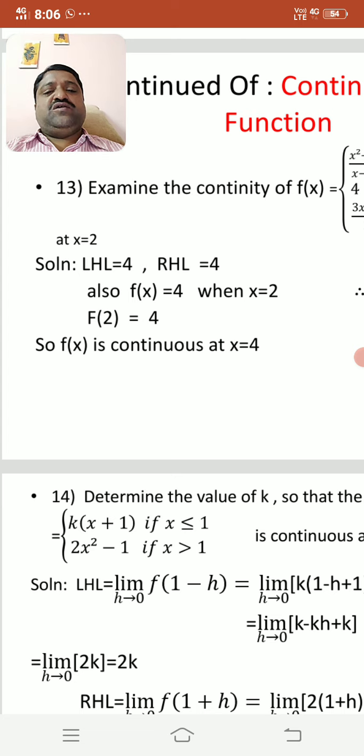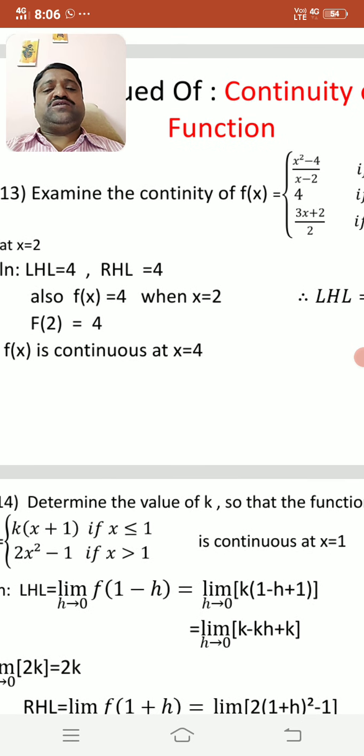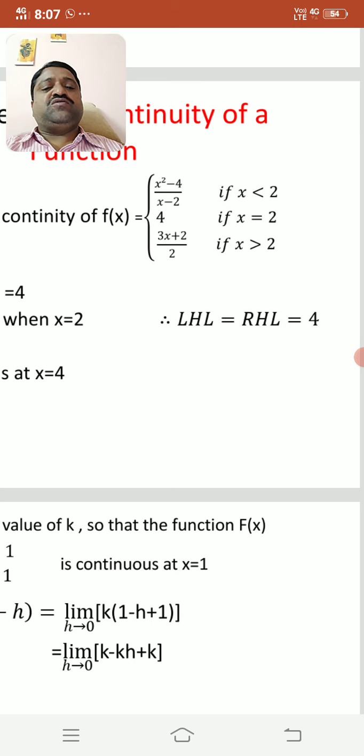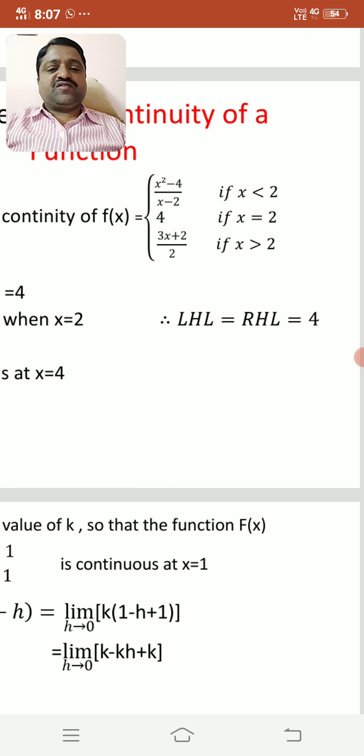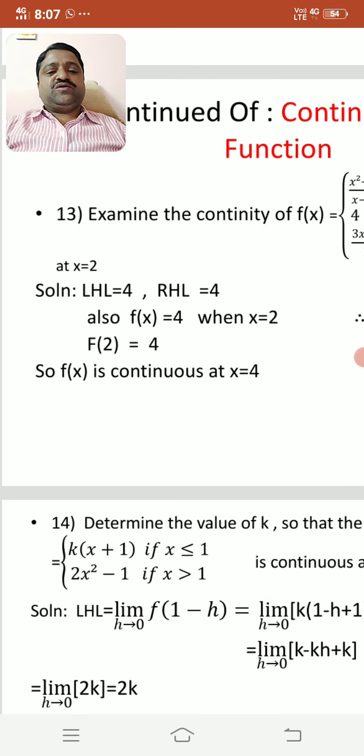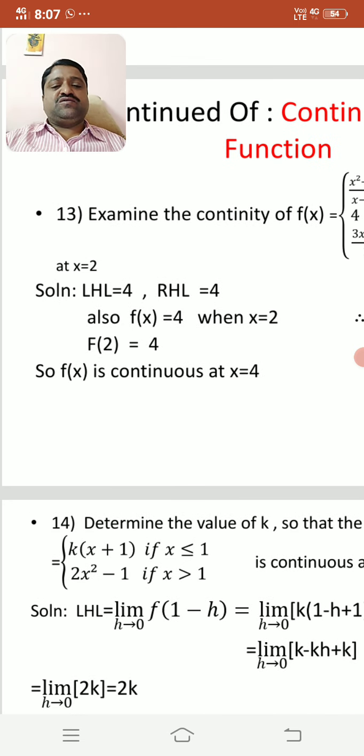Solution. Left hand limit is equal to limit of f of x as x tends to 2 minus, x square minus 4 divided by x minus 2, which is equal to 4. Similarly, right hand limit is equal to 4. Also f of x is equal to 4 when x is equal to 2. Hence, LHL is equal to RHL is equal to 4. So, f of x is continuous at x is equal to 2.